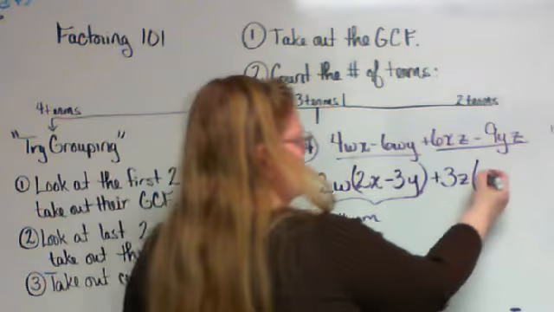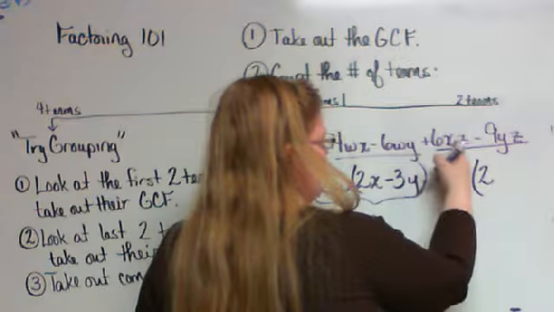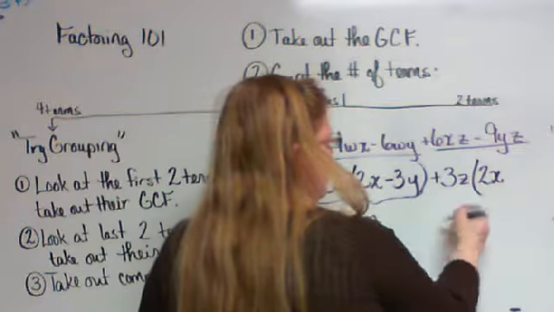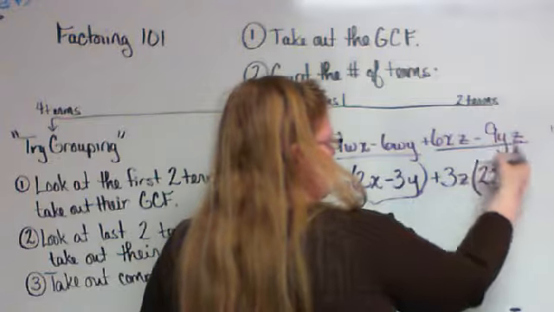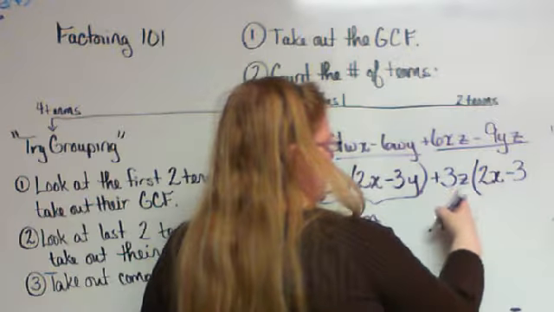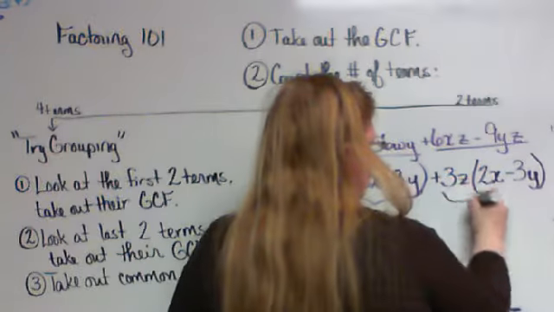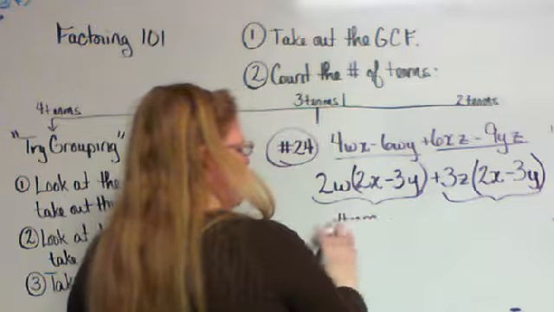3 goes into 6 2 times. My Z's go away, but I'm left with an X. And then 3 goes into -9, -3 times. My Z's go away, but I'm left with a Y. And that's all one term.